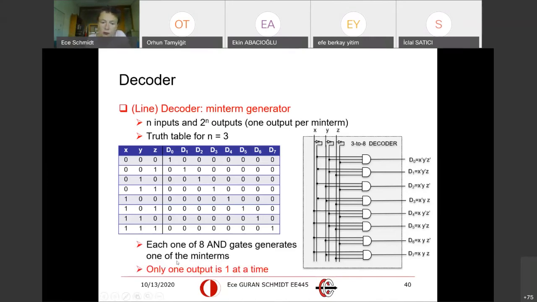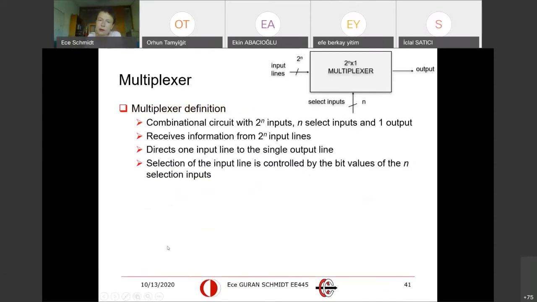And as I said, only one output is 1 at a time. The next component we will use is a multiplexer. A multiplexer is composed of 2 to the n inputs, 1 output, and n select inputs. The select inputs define which of the 2 to the n input lines will be connected to the output. So according to the value of select, you will see the value of one of these 2 to the n input lines at the output.